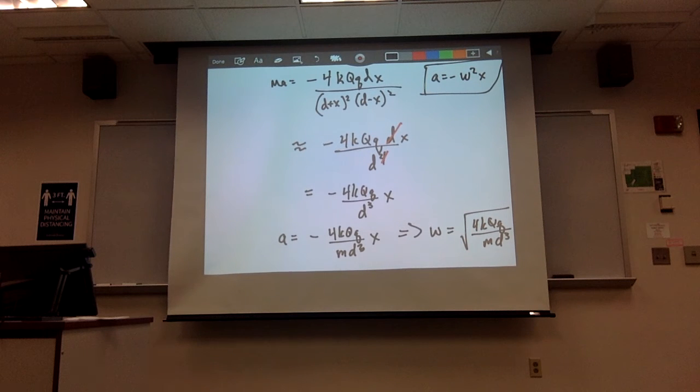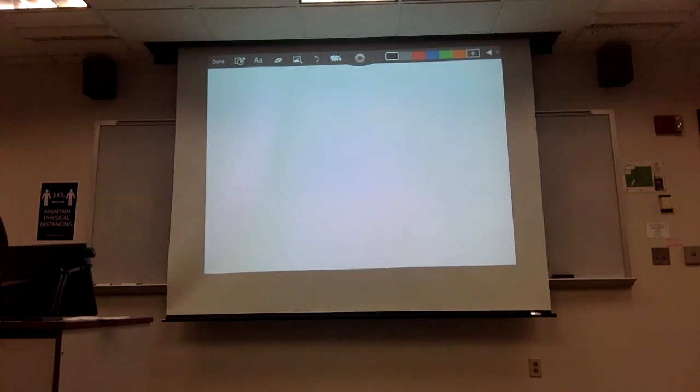So finally, what I want is the period. So I just have to remember that, going back to simple harmonic oscillation, the period is related to the angular frequency by 2 pi, which means this is going to be equal then to 2 pi times the square root of the mass times d cubed divided by 4 times k times q times Q. This is my period.